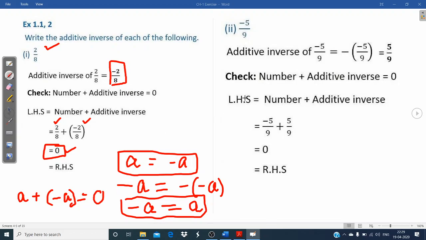Similarly, you have to do the same thing in each and every part. Second part, minus 5 by 9. What will be the additive inverse of minus 5 by 9? Minus, then again minus 5 by 9. So minus minus will become plus. So your final answer will be 5 by 9. If you want to check this identity, the number is minus 5 by 9 plus its additive inverse. So both will be cancelled out and you will get 0.